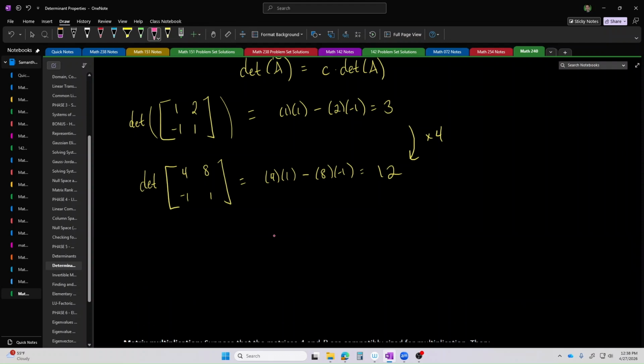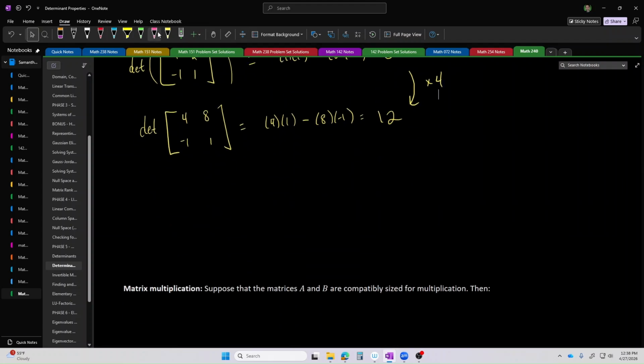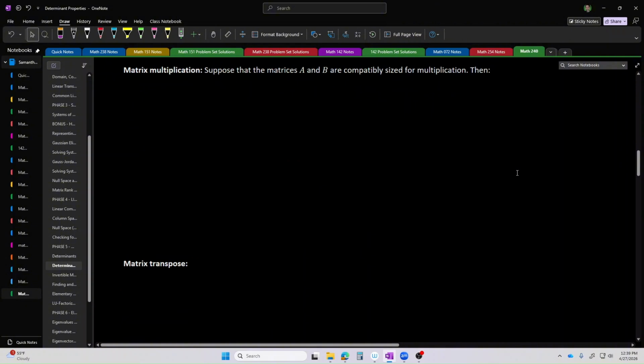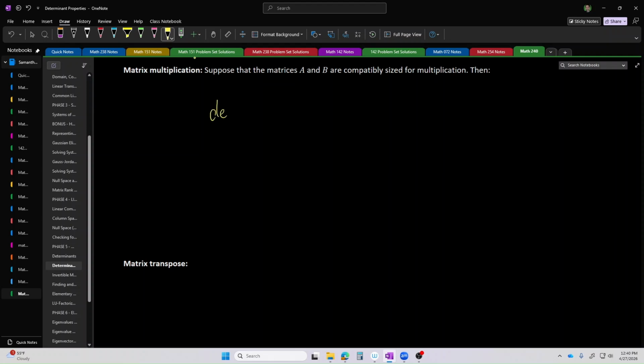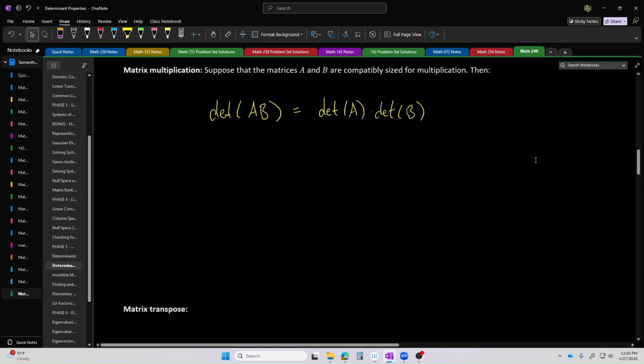What would be the effect on the determinant of scaling the entire matrix by a value, as opposed to just scaling one of the rows? Now suppose that you're dealing with two matrices, matrix A and matrix B. How does the determinant of the product of these two matrices, A times B, compare to the determinants of the two individual matrices, determinant of A and determinant of B? Well, there's a really nice relationship here. Determinant of A times B is equal to the product determinant of A times determinant of B. So the determinant of the product is the same thing as the product of the determinants. That's really nice.